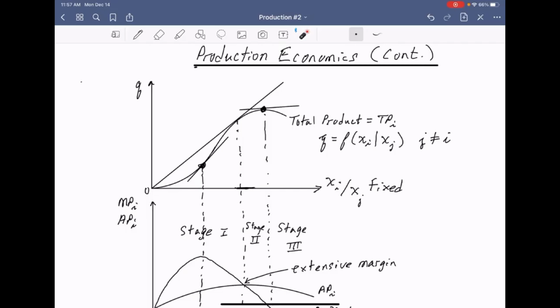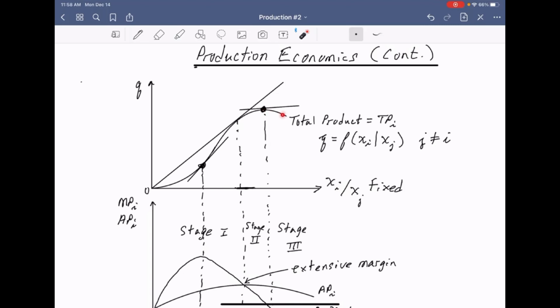This is the second lecture on production economics, and what we've got here is a graph of total product, where total product is a function of xi, but xj is fixed, and that's important to keep in mind here. So you can just think of it as being one input, but in fact there is more than one. We're just holding the others constant. And we find that the total product curve rises slowly and then more and more rapidly until it hits this inflection point, and then it begins to decline somewhat, and it peaks at this point here.